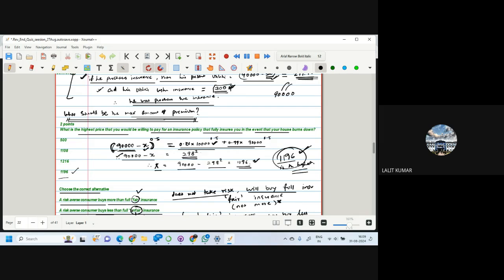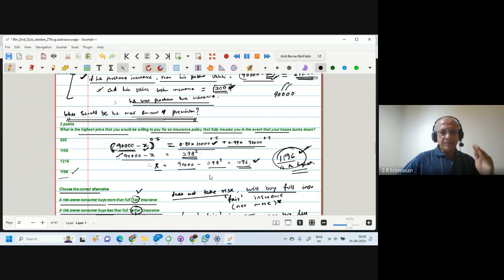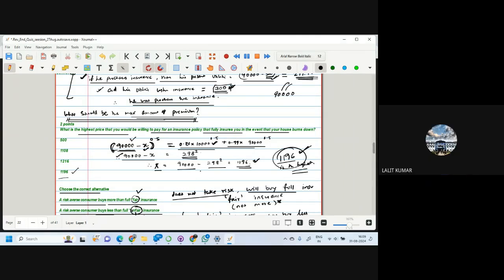Unfortunately, I have not seen their solutions. I'll see if they have put the same solution. So what we are doing is taking the expected utility and deriving the income from it. Because utility is the square root of income, the derived income is 298 square. That is how the 298 square comes on the right side.